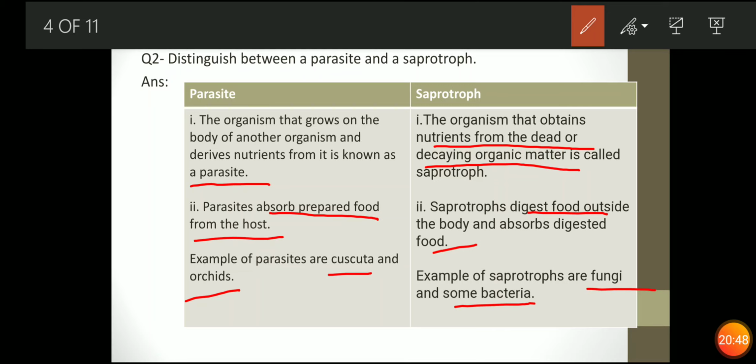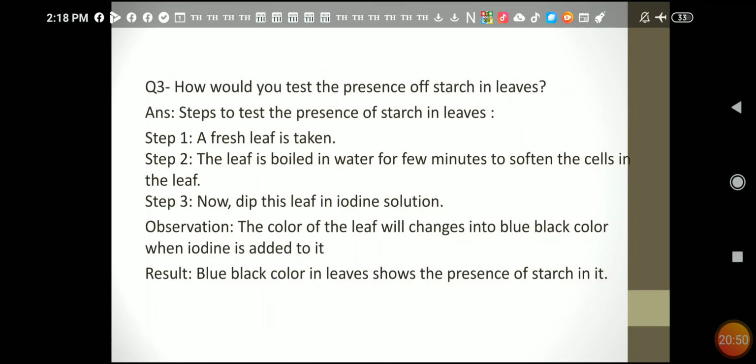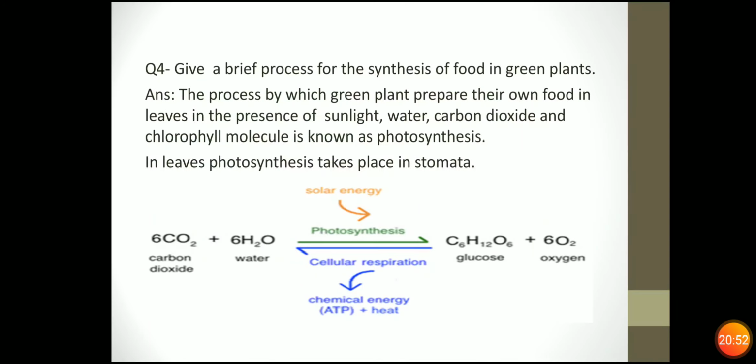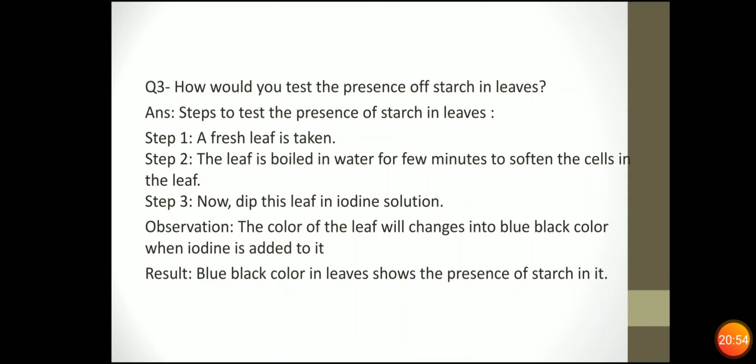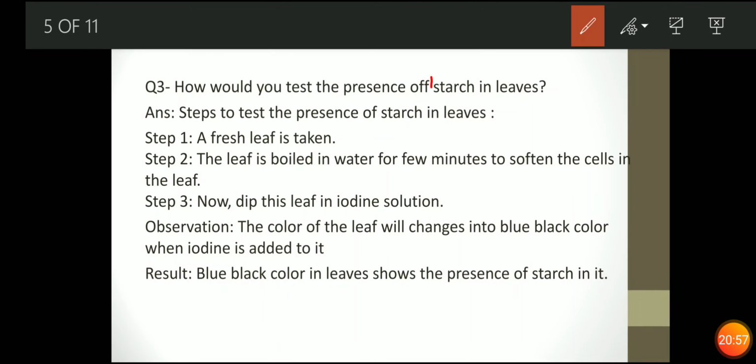Fungi is basically a mushroom over here and bread molds. Now the next question is, how would you test the presence of starch in leaves? आप starch की presence कैसे बताएंगे leaf में है या नहीं है?